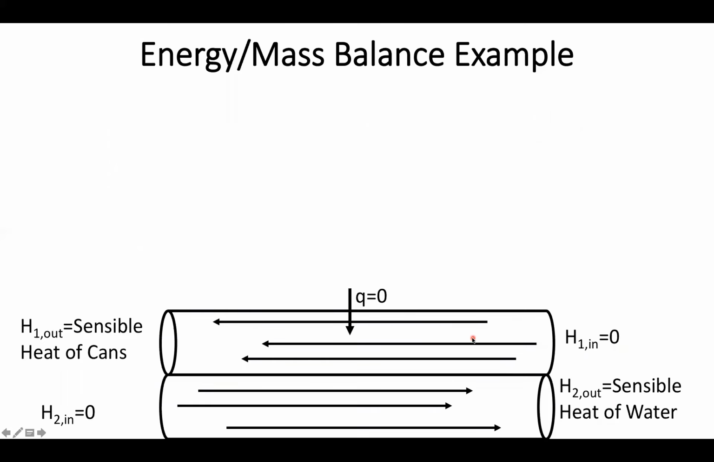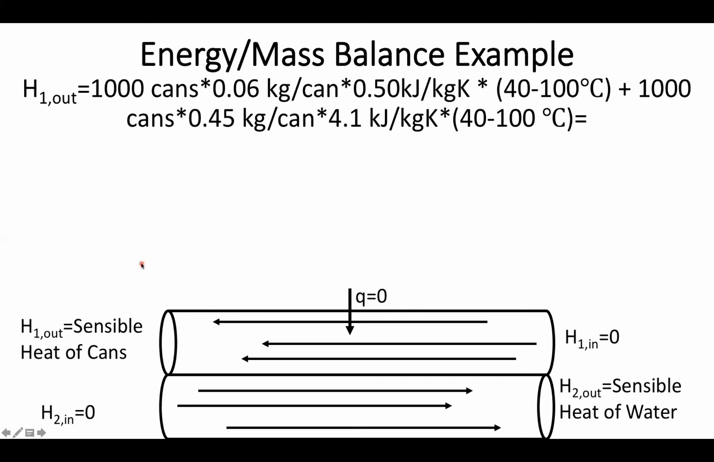So I've got two streams which are going to be interacting. Stream one is going to be my cans of soup, which I'm going to set their starting enthalpy as 0, and their ending enthalpy is going to be essentially whatever is caused by having cooled down the soup. And similarly, my water starts with an enthalpy of 0, and its ending enthalpy is going to be due to the change in temperature, or the sensible heat, of the water. So let's go ahead and start by looking at that heat of the cans.